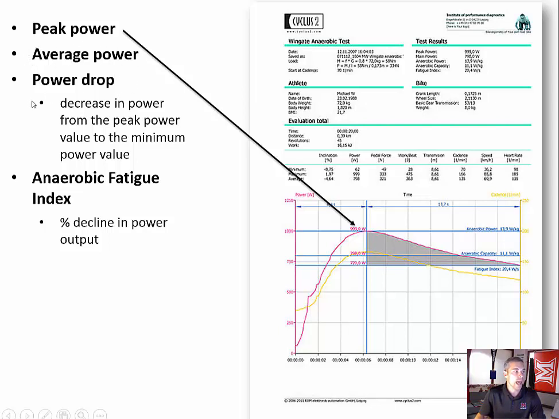We can measure what is known as power drop, which is the decrease in power output from peak power value to the minimum power value. We can also calculate anaerobic fatigue index, so basically looking at power drop, but expressing that as a percent decline in power output, again from peak to the end of the test.